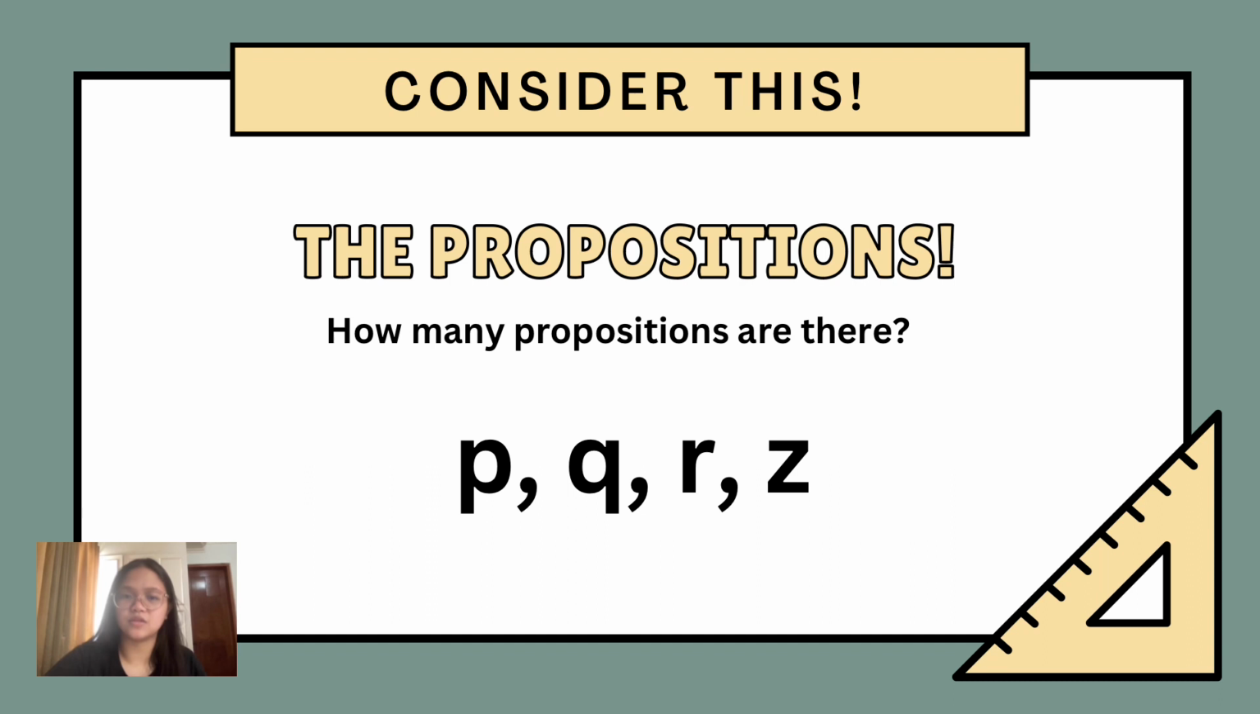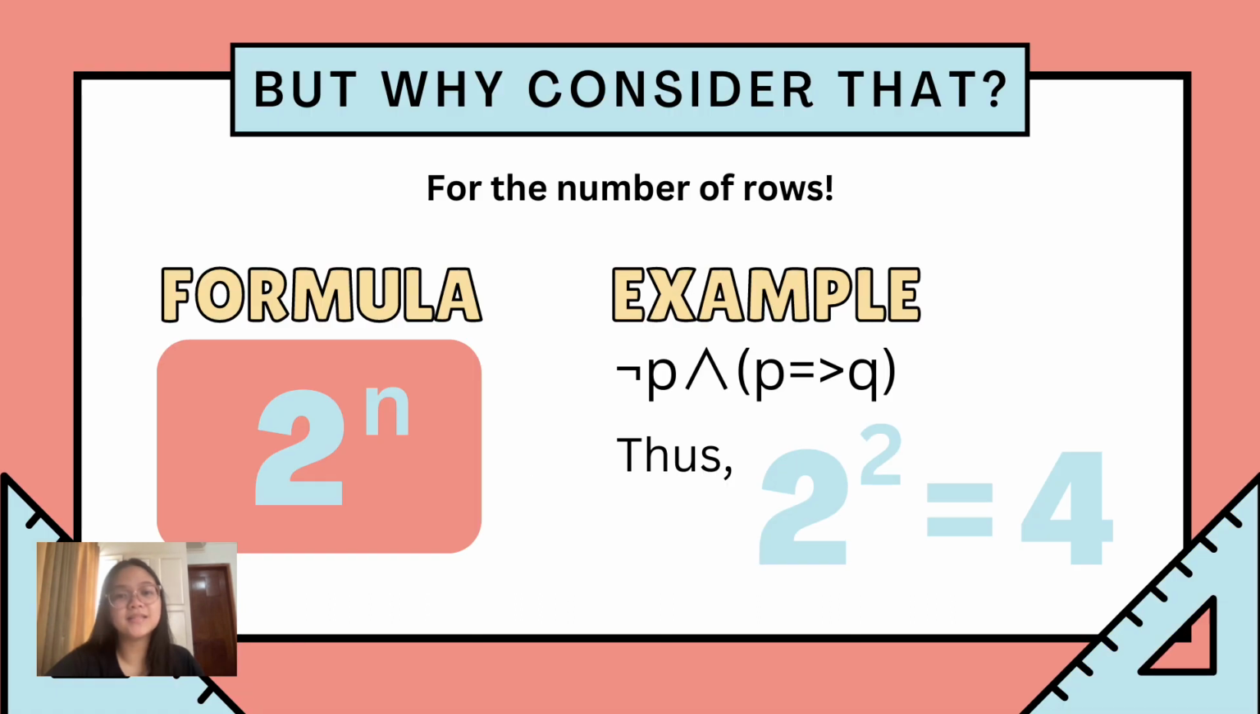Specifically, we have to consider the number of propositions. Why? Because the number of propositions will determine the number of rows we'll need for the truth table. So let's have an example. Let us set up a truth table for not P, and if P, then Q.